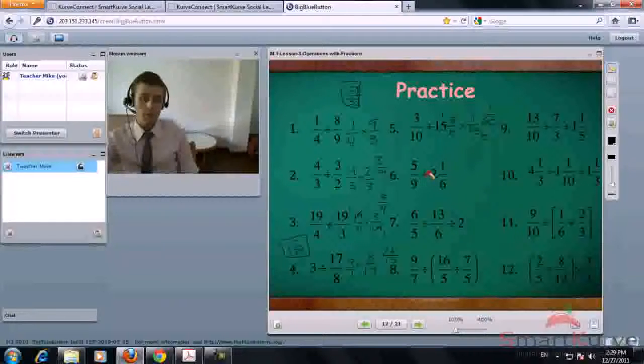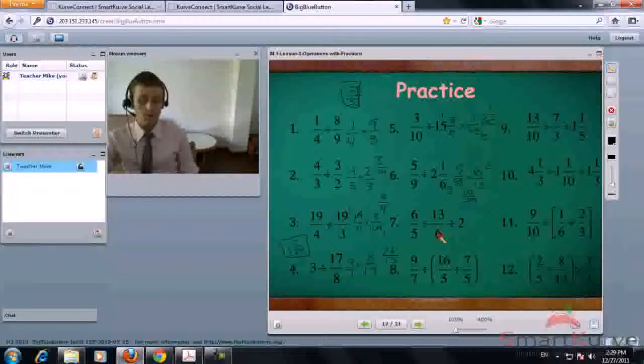First thing we do is we're going to change this into an improper fraction. 6 times 2, 12, plus 1, 13 over 6. So 5 over 9, if it's divided by 13 over 6, we know that it's going to be multiplied by 6 over 13. 6 and 9 can be reduced down to 2 and 3. 5 times 2 is 10. 13 times 3, 39. 10 over 39 is the answer.